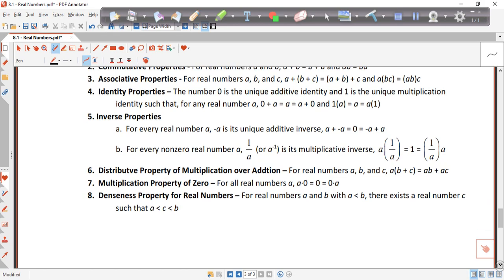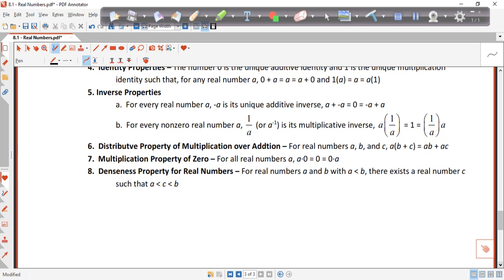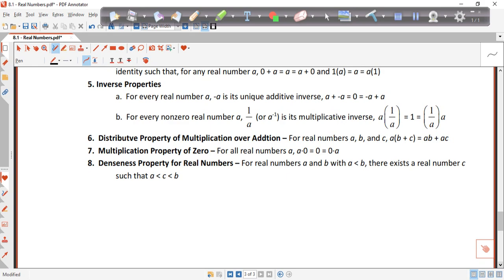The last one we did not have before, the denseness property for real numbers, says for real numbers a and b, if a is less than b, then there is always a real number c such that it is between them. So a few examples to show what this means is we know 2 is less than 3. And so according to this property, there's a number between 2 and 3. Well, one of the numbers between 2 and 3 is 2.5.